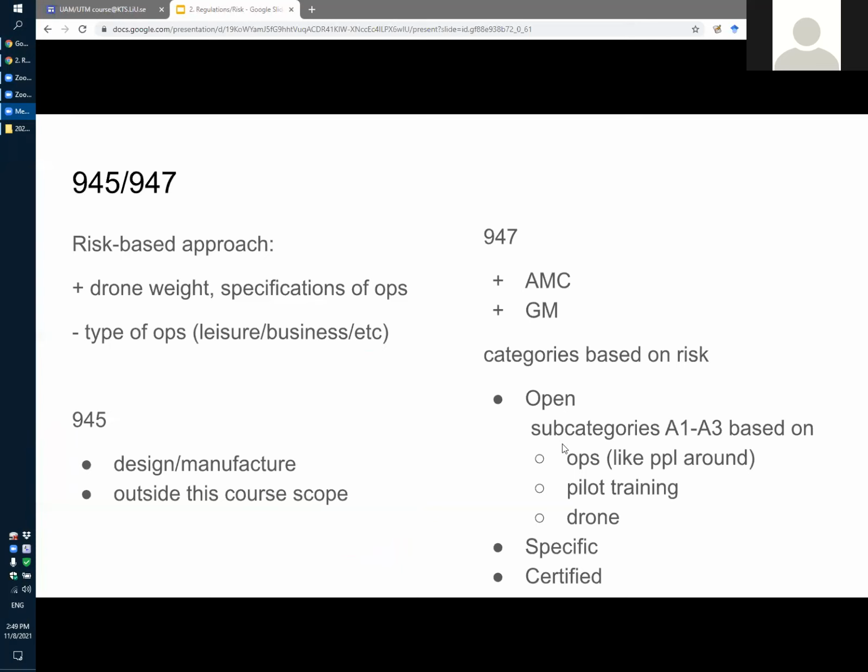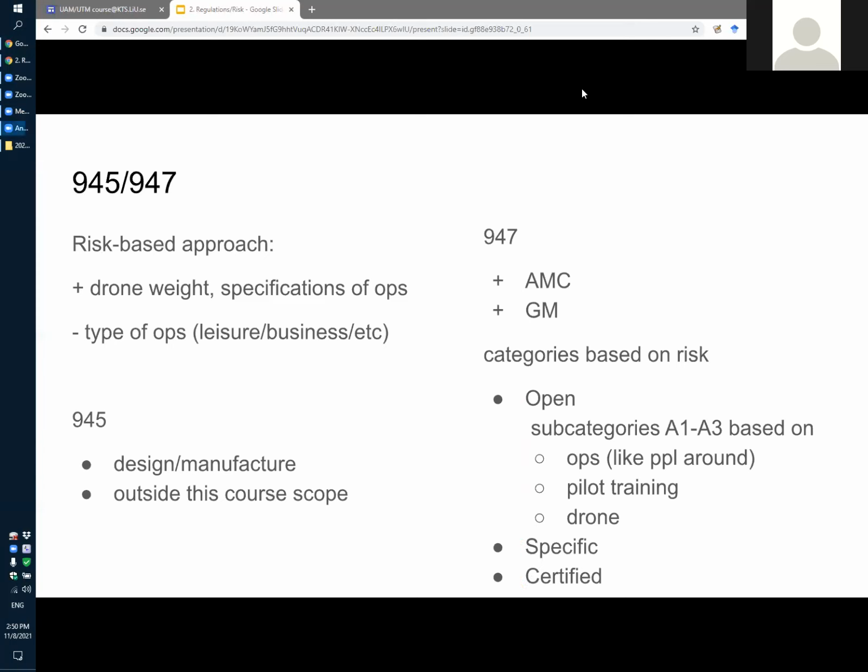So open is the simplest category, lowest risk. It is also divided into a few categories based on what kind of operations, what kind of pilot, what kind of drone. We don't go into details. You know where to find them. We will go into some details again to show you a specific place of where to find something. But anyway, so these are low risk. I'll have a picture on the next slide. The specific category is a bit higher risk, a very wide set of operations. We'll go into details. And certified is, well, very high risk.